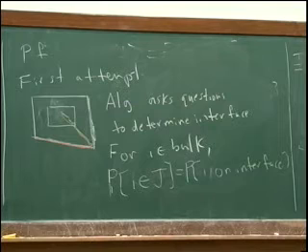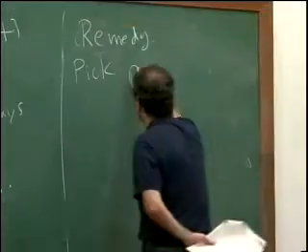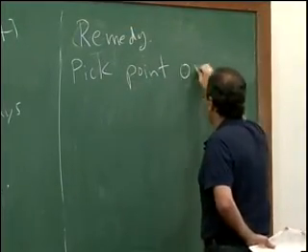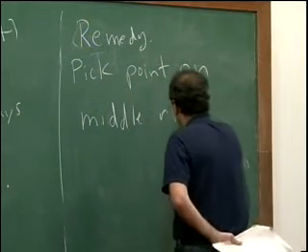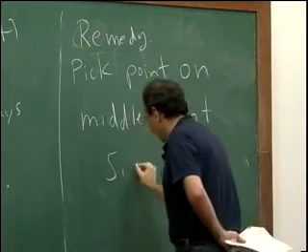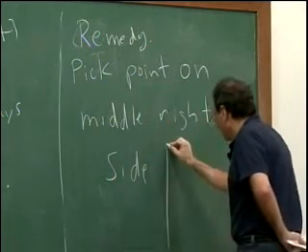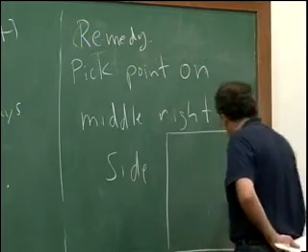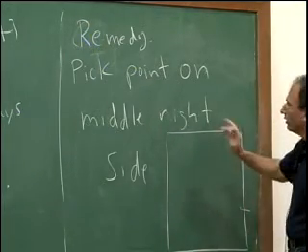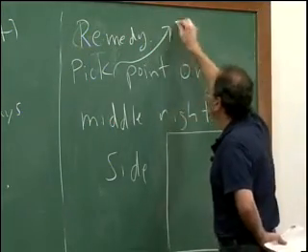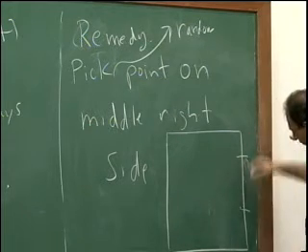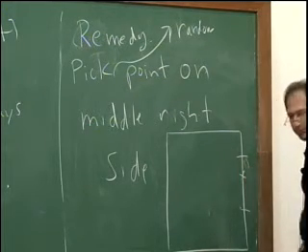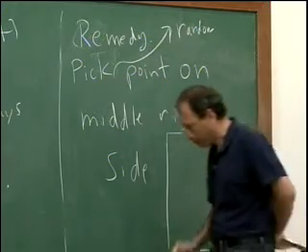Now here is the remedy. Pick a point on the middle right side. So I'm going to pick a random point on the right-hand side, just say between here and here. And then what I do, I'm just going to say this in words.